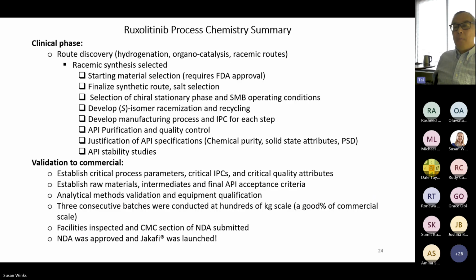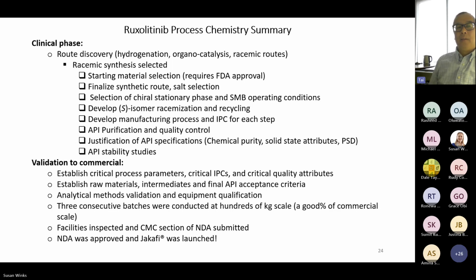Okay, so this is my long report card, for the whole team and actually for a big chunk of the company. So the Ruxolitinib process chemistry summary is here. In the clinical phase, we are still doing route discovery, which we try to see if hydrogenation, organocatalysis, or racemic route, which one is the best. And of course, at some point, we have to select a route for further development.